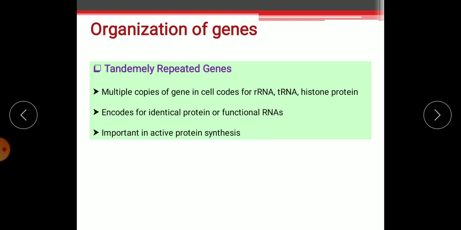So from these slides you have to know the terminologies: solitary genes, duplicated genes, tandemly repeated genes, then the simple sequence DNA, LINEs, SINEs. These terminologies you have to remember.